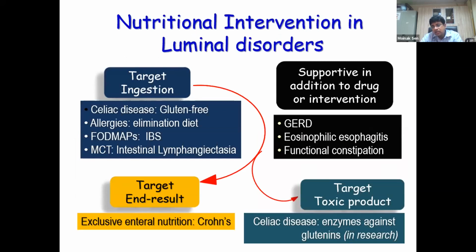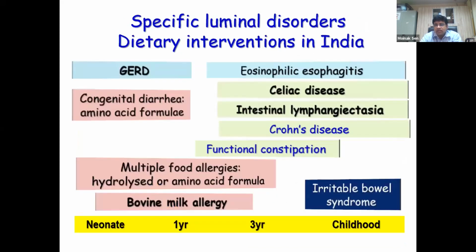Now let's come to the luminal disorders. Once again, if you look at how to intervene luminal disorders, you can target the ingestion. That means like celiac disease, where you want to give a gluten-free diet, or allergies like elimination diet, FODMAPs in IBS, which the next lecture will tell you, MCT, that is medium chain triglycerides in lymphangiectasia, or you can target an end result like Crohn's disease, where you give an exclusive enteral nutrition. There are some supportive therapies like GERD and eosinophilic esophagitis and functional constipation, where diet can make a difference.